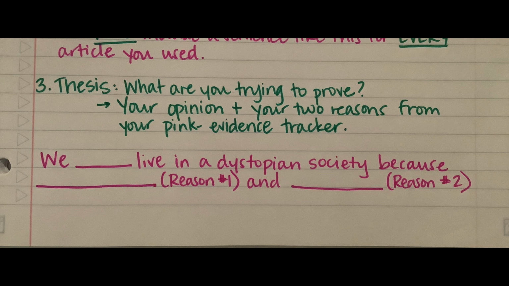The last piece of our introduction will be our thesis statement, answering the question about what are we trying to prove. So this is our opinion, either we do or we do not live in a dystopian society, and then adding your 2 reasons from your pink evidence tracker. This will give your reader the overview about what you will talk about in your essay and the points that you will try to make.